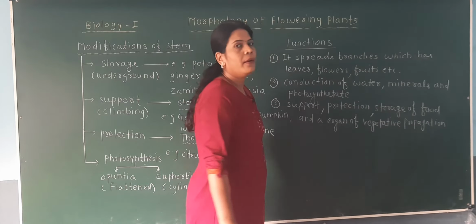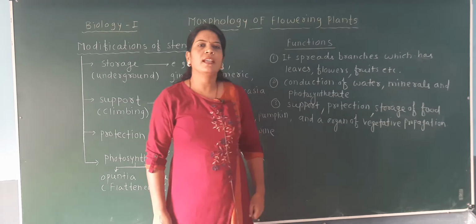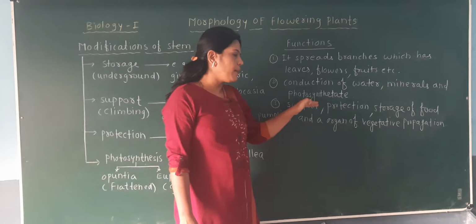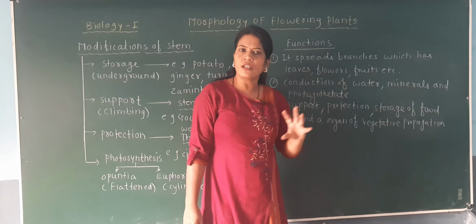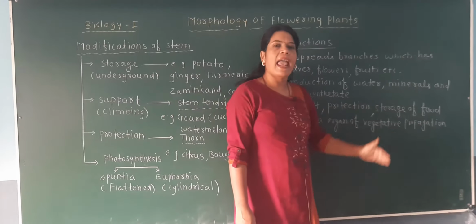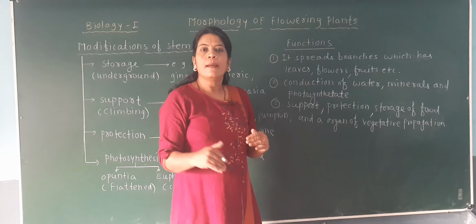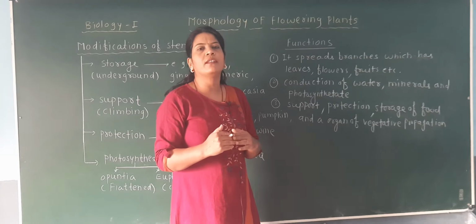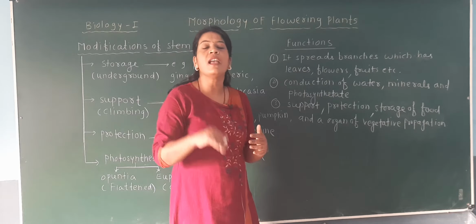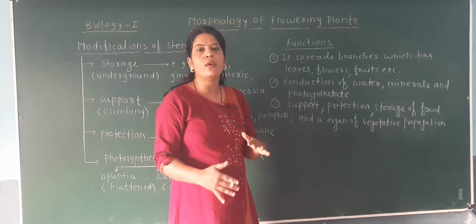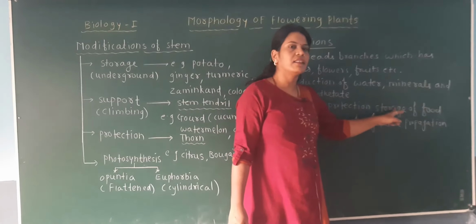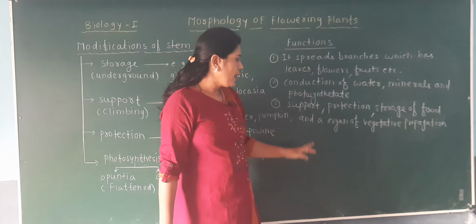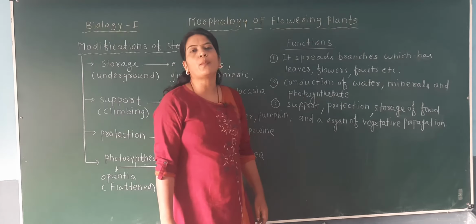An organ of vegetative propagation. So see here, in some plants the stem gives support to that plant, it gives protection to that plant, it acts as a storage of food. Mainly storage of food is the function of the stem which is present in the underground part of the soil. जमिनीच्या आतमध्ये जे स्टेम असतं ते स्टेम कुठलं फंक्शन कॅरी करतं? स्टोरेज ऑफ फूड.